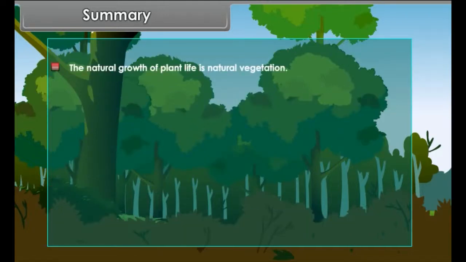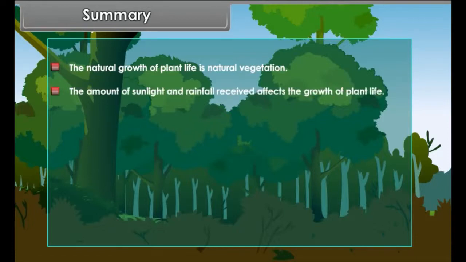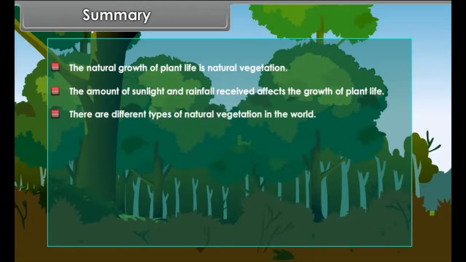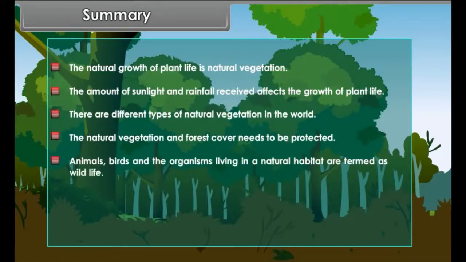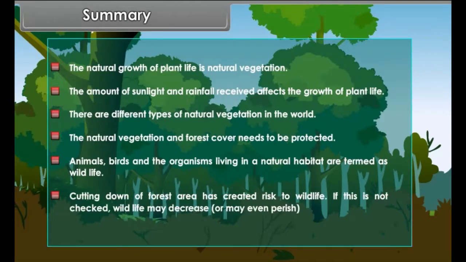The natural growth of plant life is natural vegetation. The amount of sunlight and rainfall received affects the growth of plant life. There are different types of natural vegetation in the world. The natural vegetation and forest cover needs to be protected. Animals, birds, and the organisms living in a natural habitat are termed as wildlife. Cutting down of forest area has created risk to wildlife. If this is not checked, wildlife may decrease or may even perish.